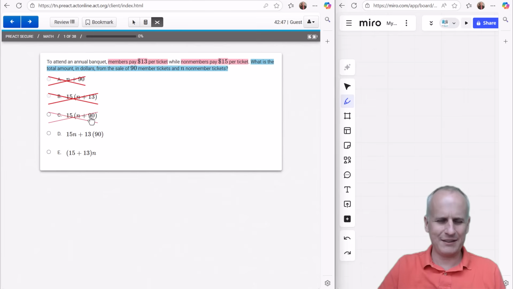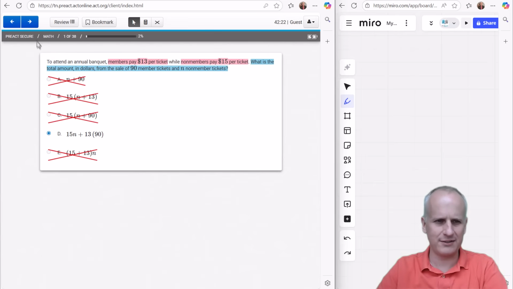Then we're going to eliminate the 15 times N plus 90 because once again, there's no 13 times 90, which we know has to exist. Choice D has the 13 times 90 that we want, and then choice E, once again, does not have 13 times 90. So really, we should be able to get the correct answer of D almost immediately, and of course, 15 times N for the cost of the non-member tickets is going to be the other part of choice D.